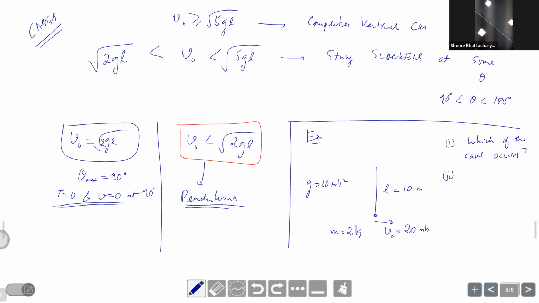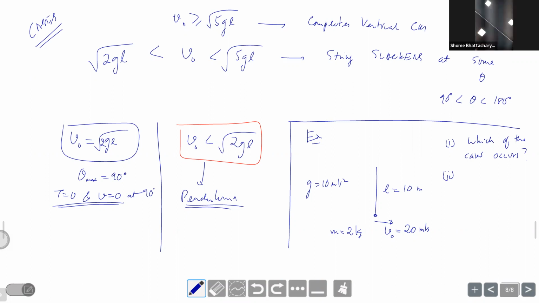Yes. Because here, how much is √5GL? Actually, √2GL, let's check √2GL first. So √2GL is how much? Square root of 200. So that's 10√2. And the speed here is how much? The speed here is 20. So that is square root of 400. So it's greater than square root of 200. So V0 you can see is greater than √2GL.